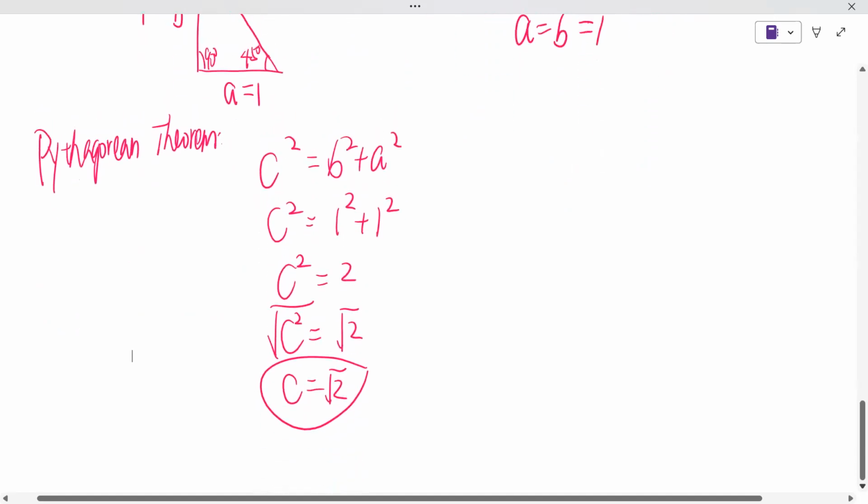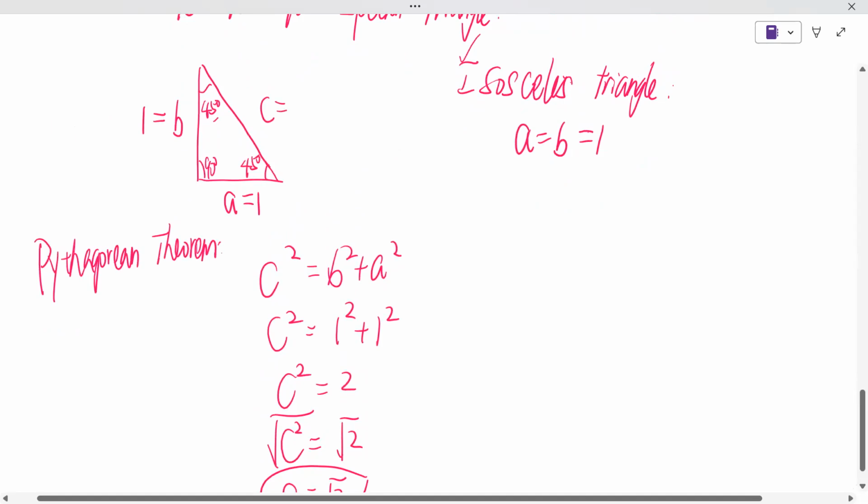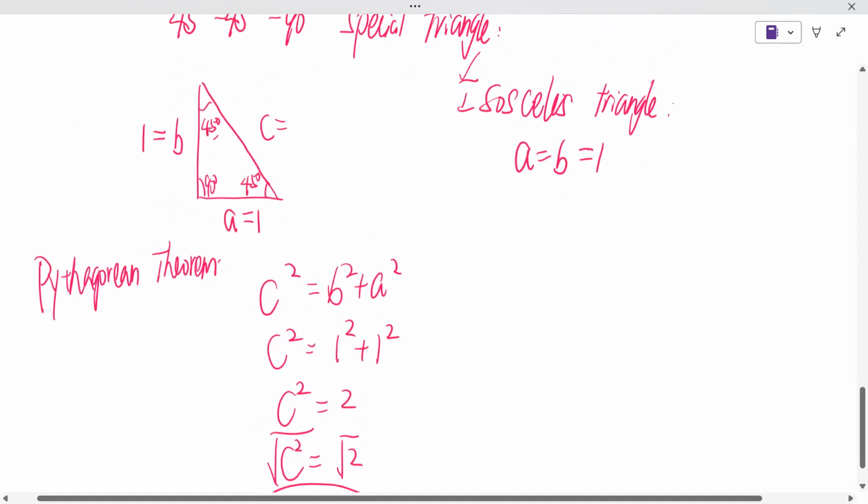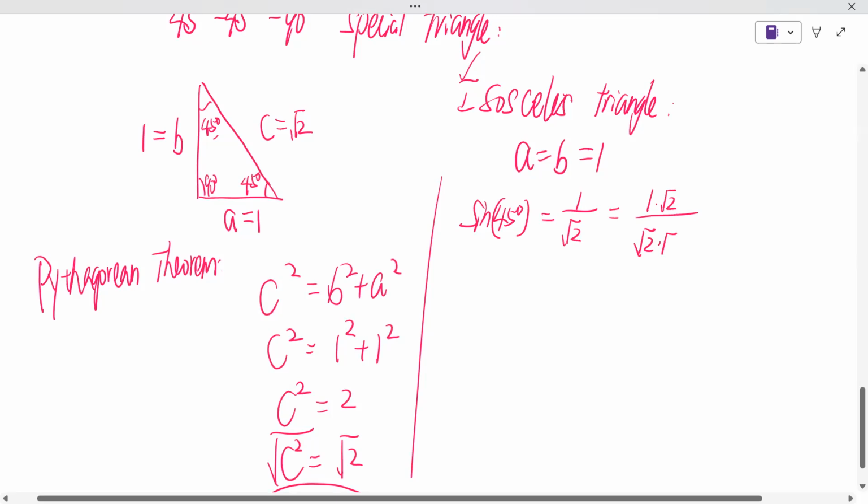And based on this, we can develop all these special trig identities, right? Radical 2. So now for the 45-degree angle right here, we get sine 45 degrees is equal to opposite, right? Opposite is 1 over hypotenuse radical 2. Okay. Then we're going to rationalize this. That's how you see all this, right?